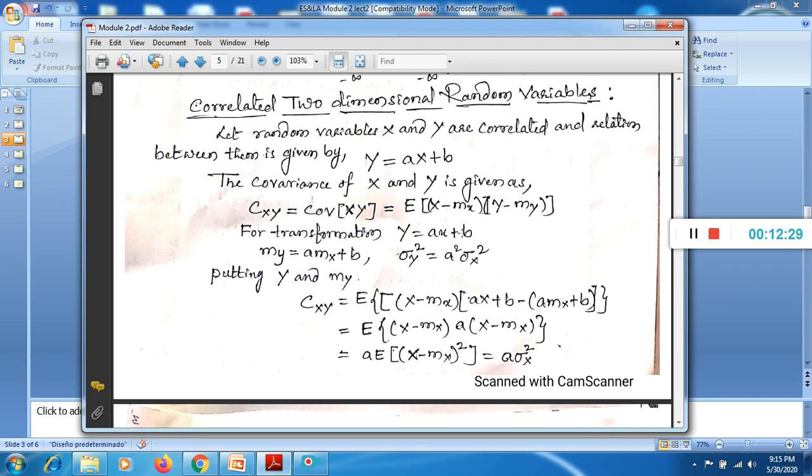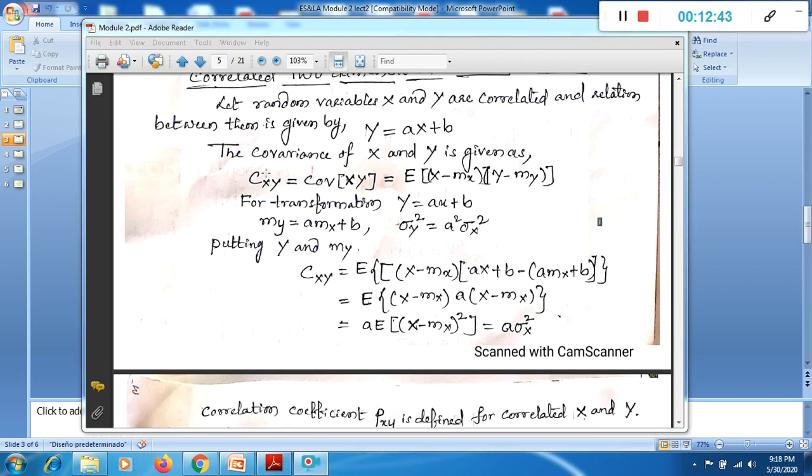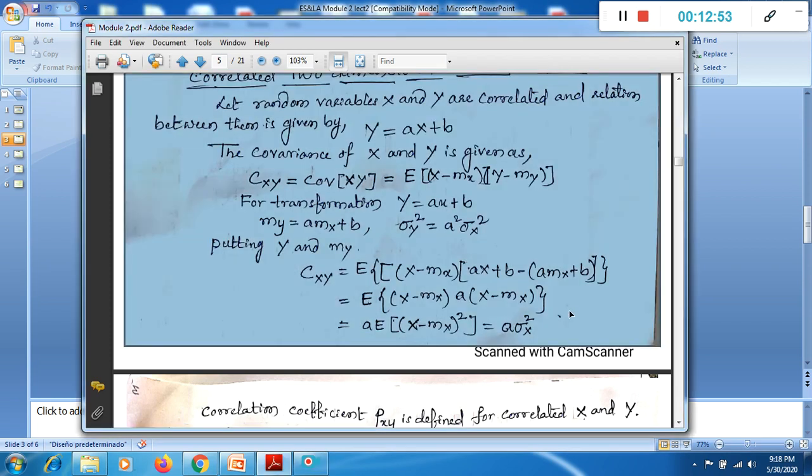So the covariance of x and y, when y is depending on x in this fashion, just like ax plus b, when our x and y are related in this fashion, then the covariance c of xy is given by a into del x square.